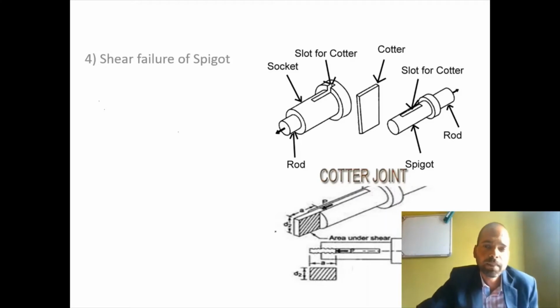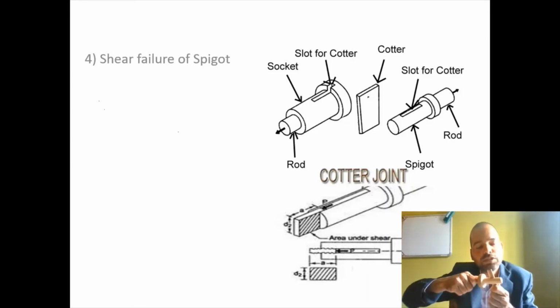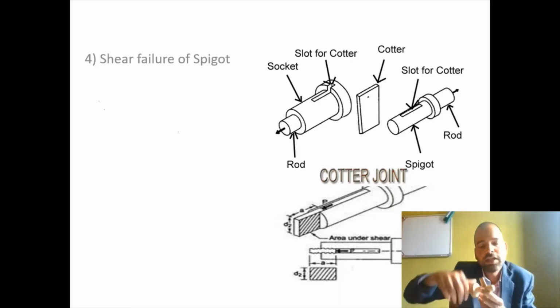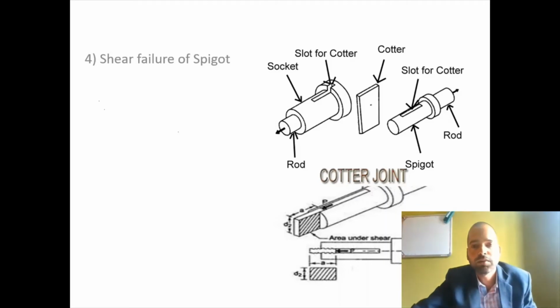So if you see, when crushing is increased, or when the component is subjected to tensile load and crushing is increased, then this cotter will try to cut this portion, or shear this portion, and will come out.